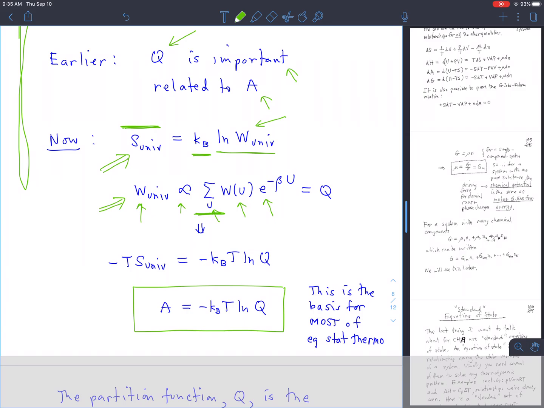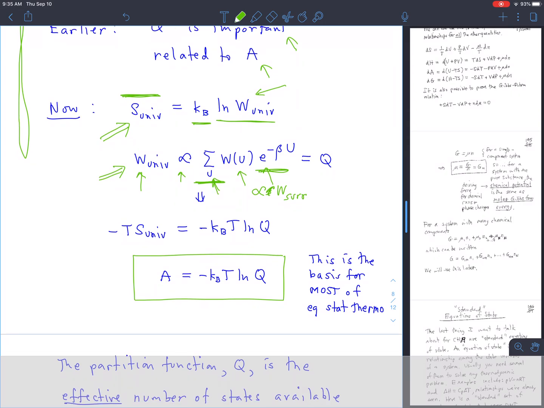So this is proportional to the surroundings microstates, and that's why it appears in this sum. And we're summing over all the energies, which means we're considering all the possible situations, and that's why this is proportional to the number of microstates available to the universe. But if that's true, then this quantity is just the partition function. It's just this Q that we talked about last time.